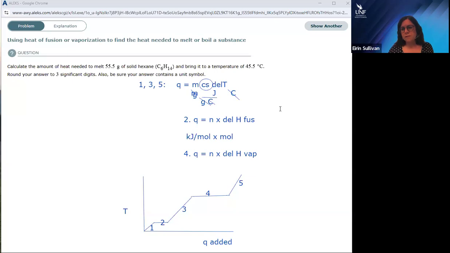So that's if you're given specific heat capacity. You might be given values of molar heat capacity. So molar heat capacity, don't freak out, is usually C subscript M or C subscript P, depending on what textbook you're using. The units of molar heat capacity, one subtle difference, are joules per mole per degree Celsius or per Kelvin.